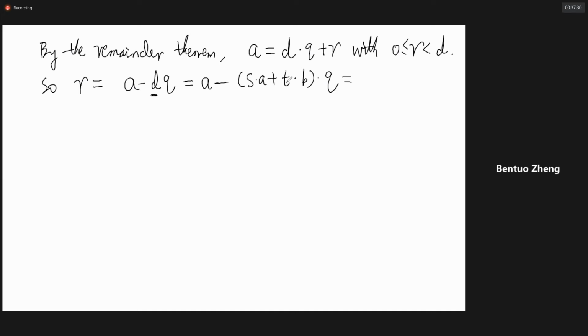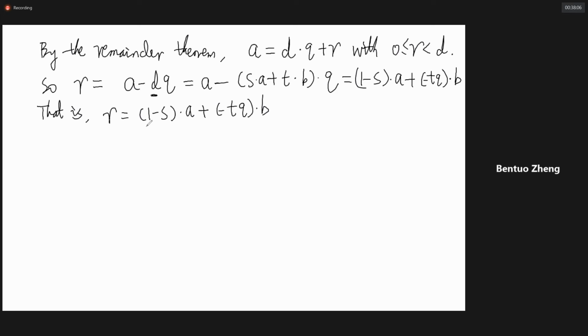If you rewrite it, then R is equal to (1 minus SQ) times A plus negative TQ times B. This means that R is a linear combination of A and B. So R belongs to L of A, B. But notice that R is less than D, and D is the minimum in L plus.